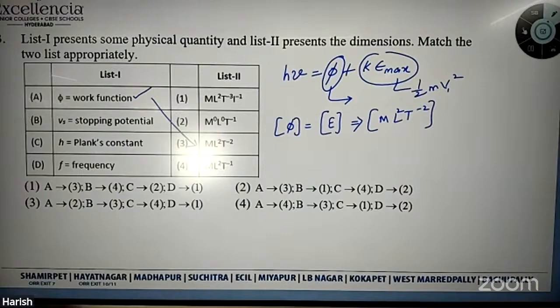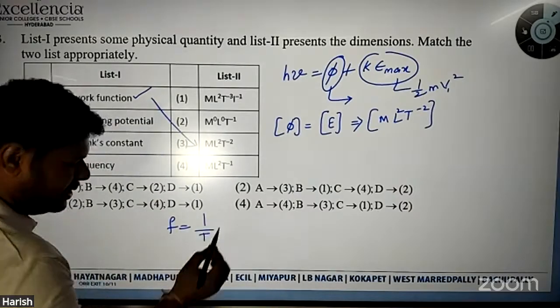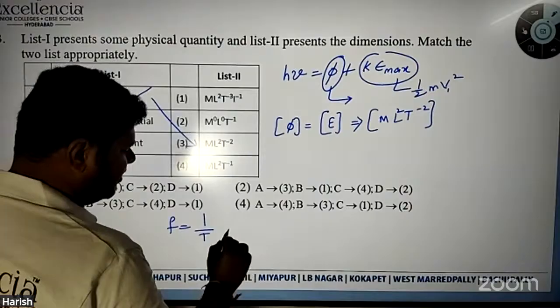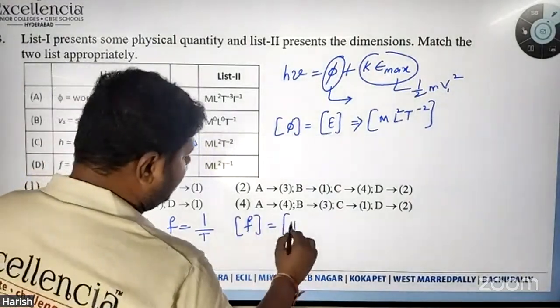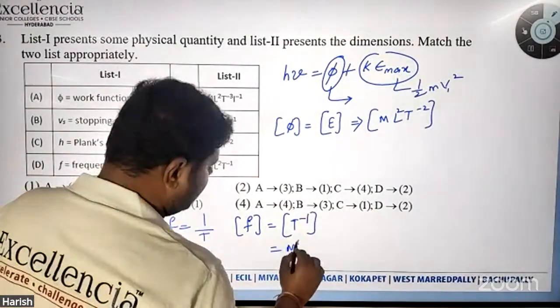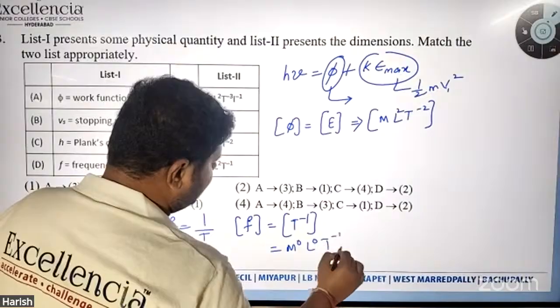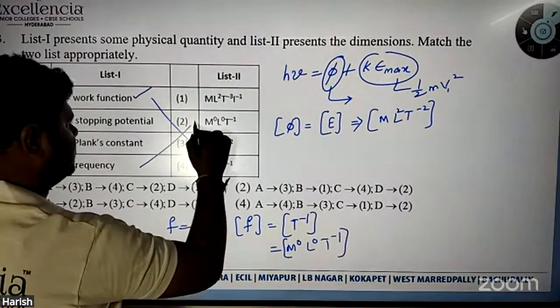Now the next easy term is frequency actually. The easiest one is frequency. We know frequency is 1 by time period. So the dimension formula of frequency will be nothing but T power of minus 1, or M power of 0, L power of 0, T power of minus 1.